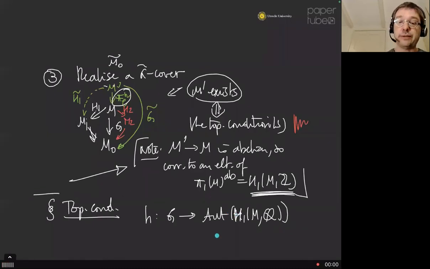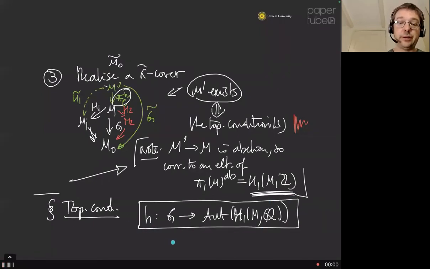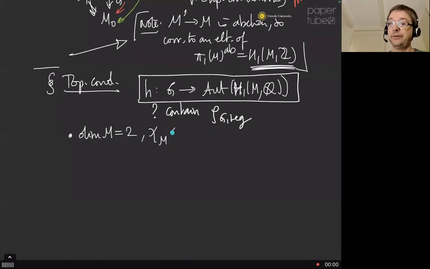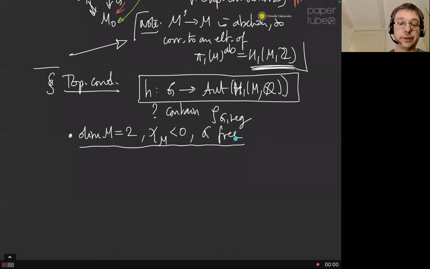So what I want to know is, I have this representation. So this is an action. And I want to know, does it contain the regular representation? I'll just write reg for this. Well, let me tell you two examples. The first one is, let's imagine the dimension of the manifold is 2, the Euler characteristic of the manifold is negative, and the action of G is free. Actually, there would be another case that we can do. You could take a Riemann surface of negative Euler characteristic with an arbitrary action. You could use the Eichler trace formula, but let's do this one. This is just topology, and this is always true by the Lefschetz fixed point formula.